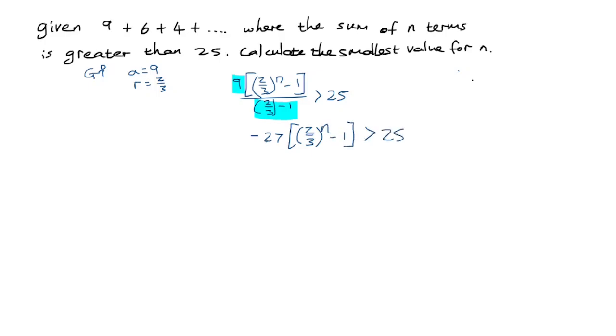Now at this stage, you can divide both sides by minus 27. And when you divide by a negative, the direction of the inequality must change. So that's one method you could go. Just for the purpose of explaining something else, I'm going to do a different method.